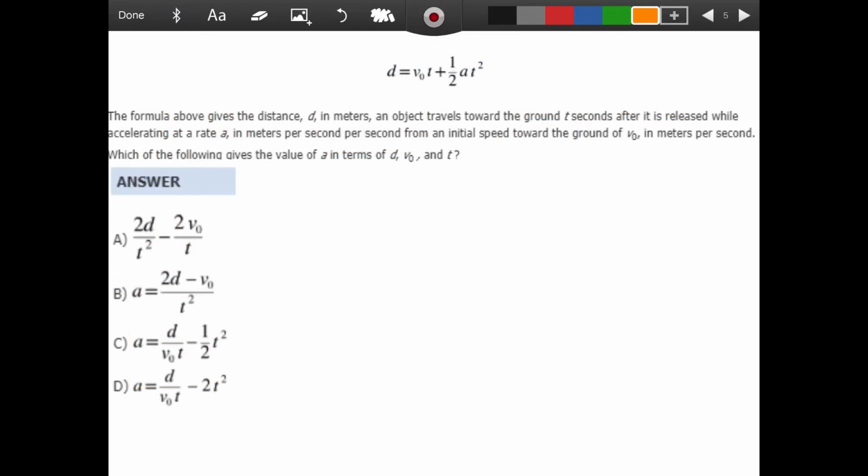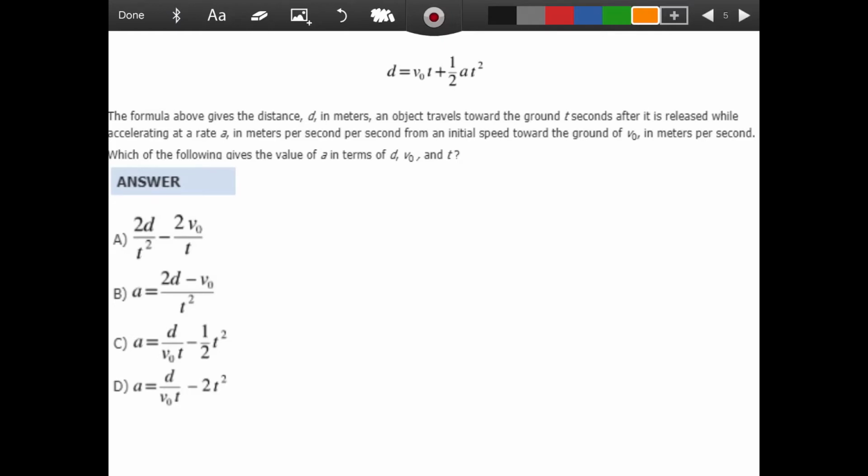Example of an SAT math problem on literal equations, and it's a physics problem, which is always fun. The formula above gives distance d in meters. An object travels toward the ground in t seconds after it is released while accelerating at a rate a in meters per second from an initial speed toward the ground v naught in meters per second. Which of the following gives the value of a in terms of d, v naught, and t?